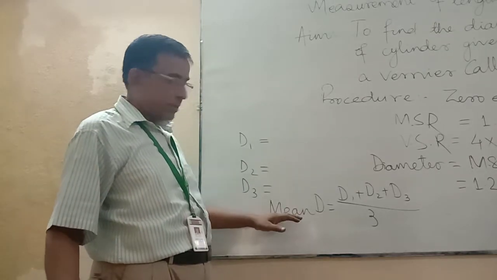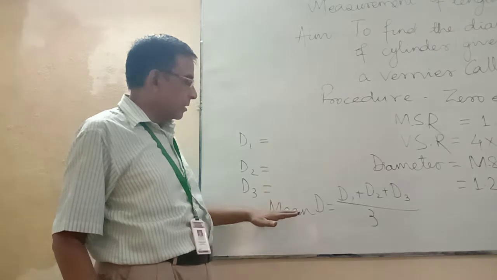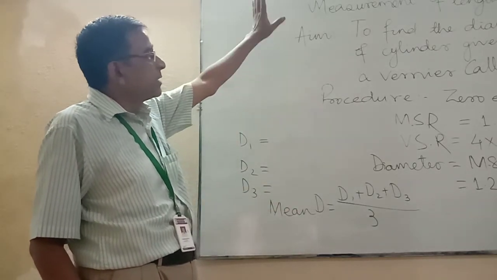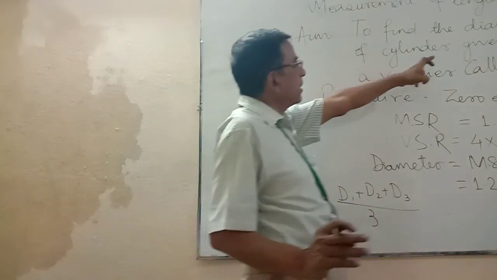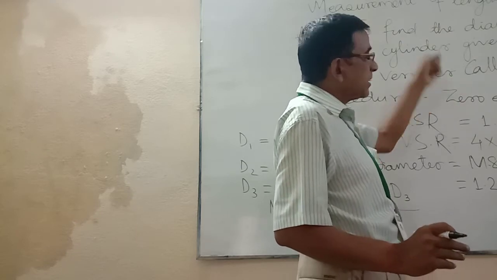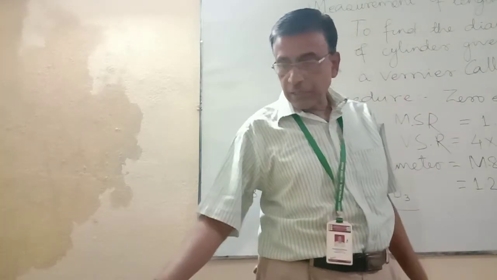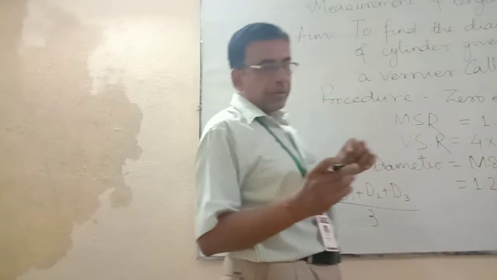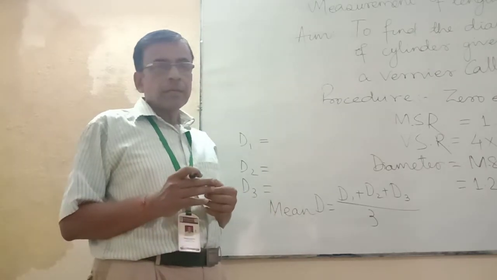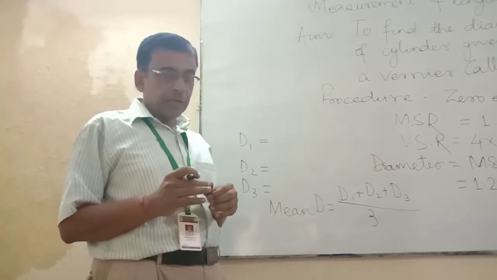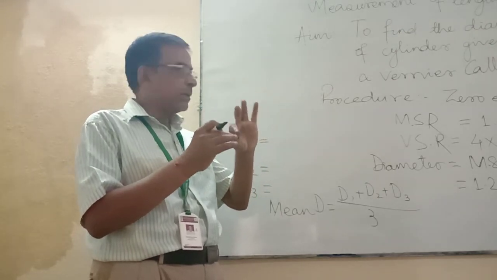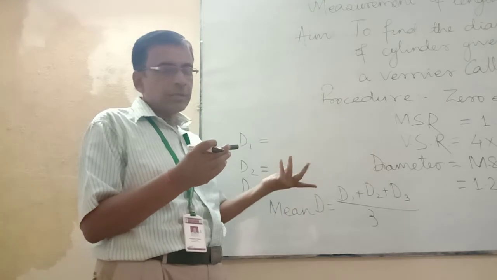So then comes calculation. This is all about calculation if it is there. Sometimes the aim is changed to find the diameter of the cylinder given using a vernier calipers and to find out its volume. In that case, what happens? After finding the diameter, you have to find out the radius. Half of it will be the radius, and the area of cross section will be pi r square. So from r you get pi r square.